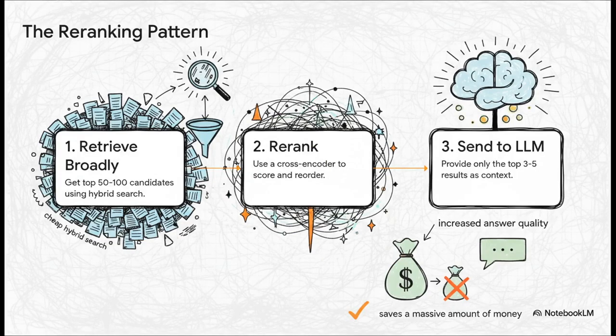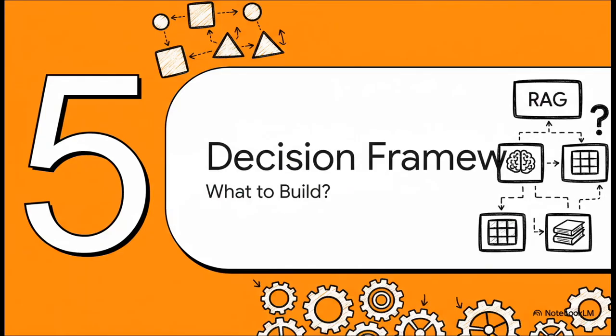And here's how that pattern works in the real world. First, you cast a wide net. Get 50, maybe 100 potential documents using your cheap hybrid search. Second, you bring in the expensive but super accurate cross-encoder to re-rank just that small set. And finally, you only send the absolute best 3 to 5 results to the LLM. This pattern is genius because it can save you a massive amount on token costs and it makes your answers way, way better.